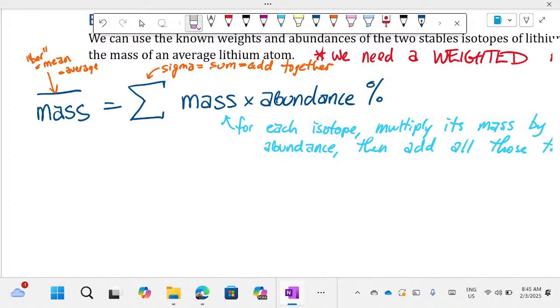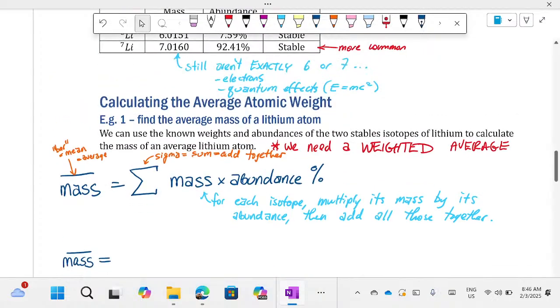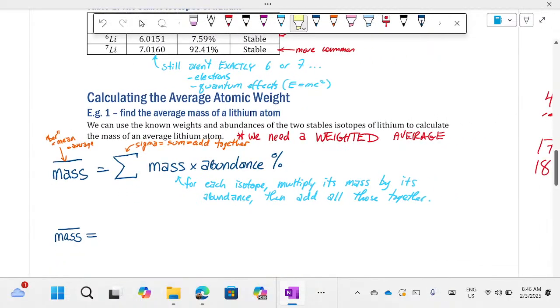Does that make sense? When you see something with the line over top, that means that we are calculating the average. Can we do this? Math's pretty easy. You only need a calculator. There's some back there if you need. And let's look at the first isotope.